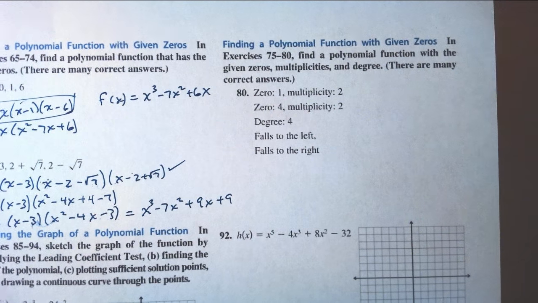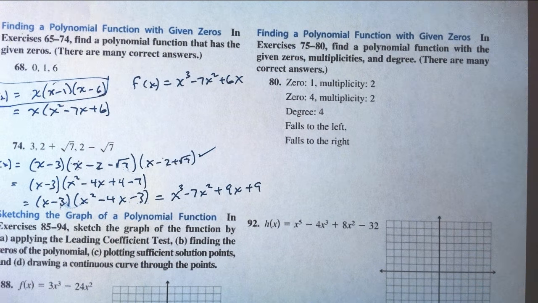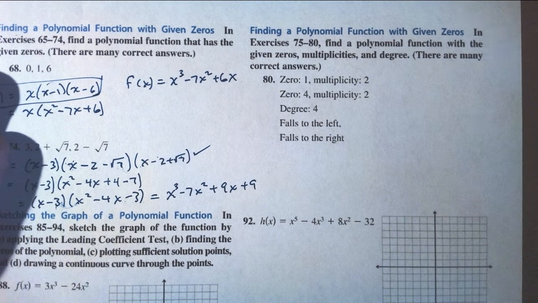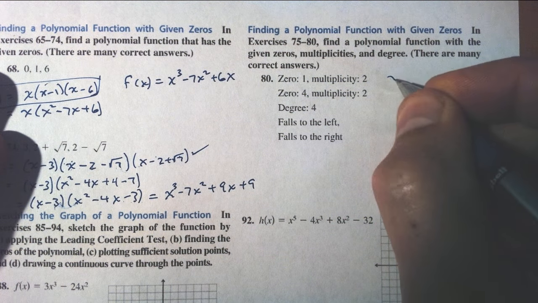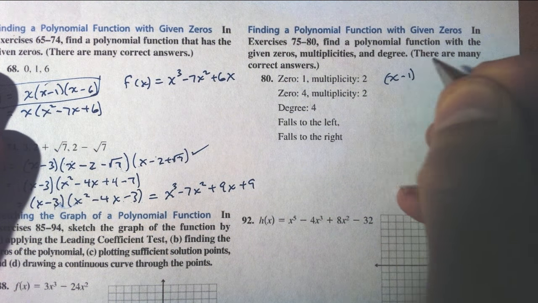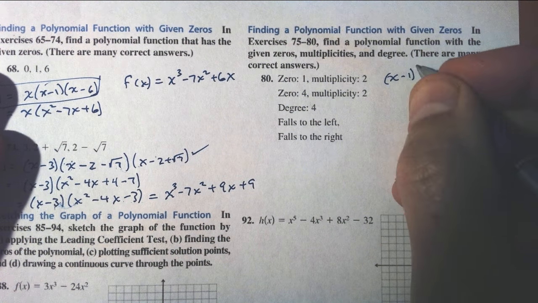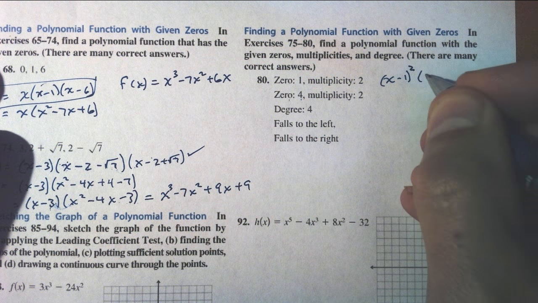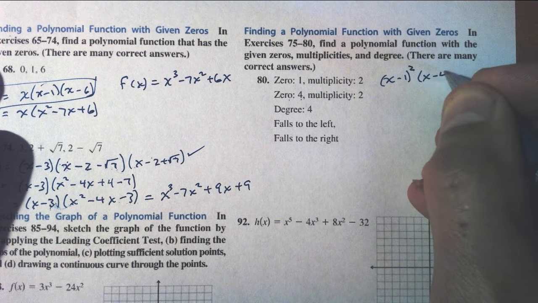Okay, find a polynomial function with given zeros, multiplicities, and degrees. So we have 1 is a 0, multiplicity 2. That means x minus 1 is a factor twice. 4, multiplicity 2: if 4 is a 0, x minus 4 must be a factor twice.